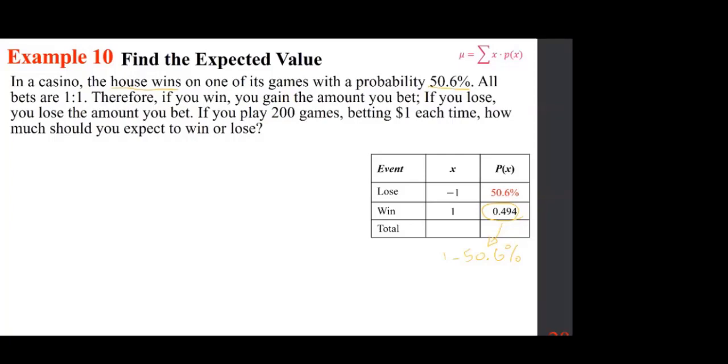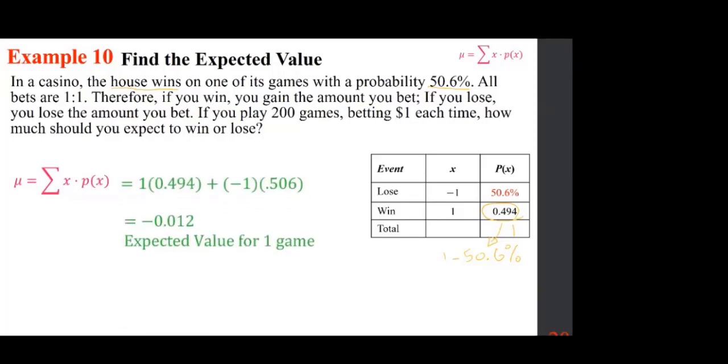All right, so we calculate mu, summation of x, p of x. We multiply the first column by the second column. So negative 1 times 0.506 and positive 1 times 0.494, and we add them up. And this is the amount, the expected value, the average amount, the mean for winning in the case of one game. And that's for one game.